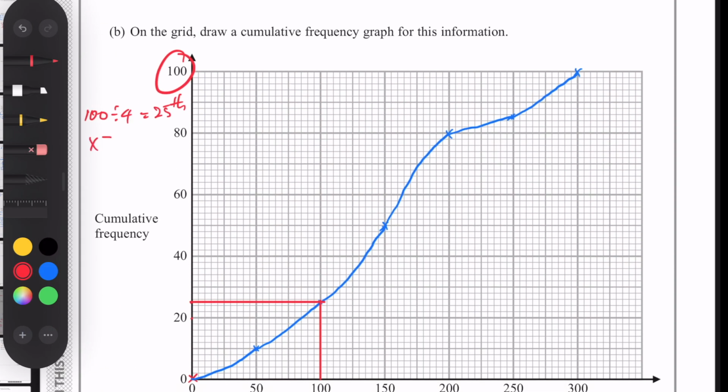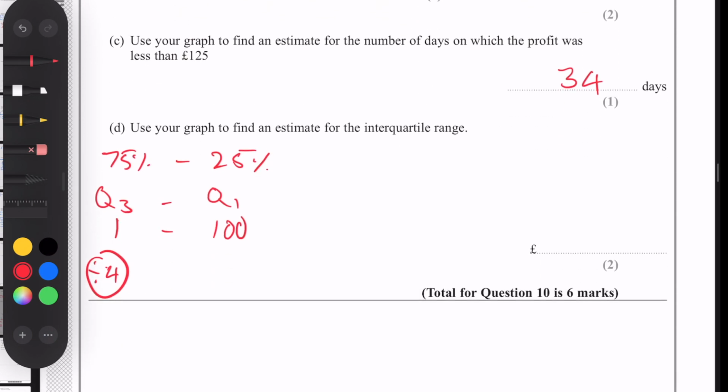So we're going to subtract 100, and your 3/4 mark, you just times by 3 at the end. So times by 3, that will give you your 75th person. So 60, 70, 75 is right here. We go across and down. And then that's going to be 160, 165, 170. So it will be 170 minus 100, which will give you £70 for your interquartile range.